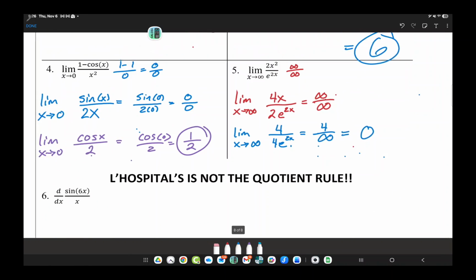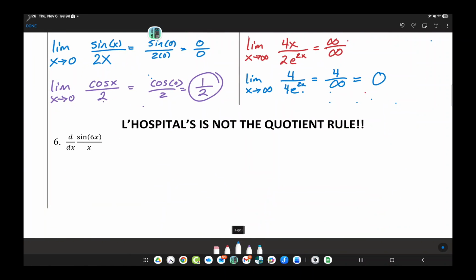Now, this last part, again, is like what I said before. This is not the same thing as quotient rule. Notice that this doesn't say limit. Okay, it doesn't have limit. It just says take the derivative of this. Well, that's just quotient rule.